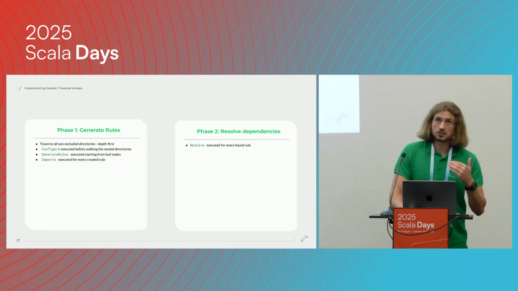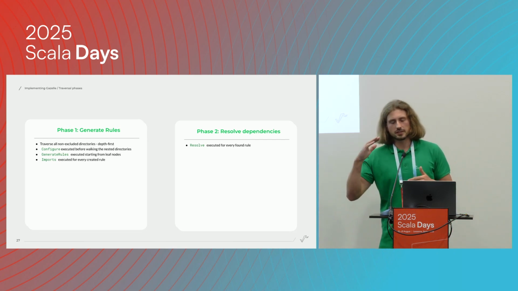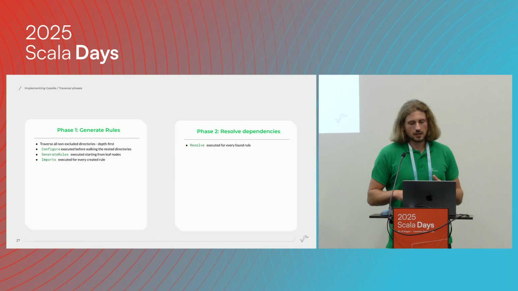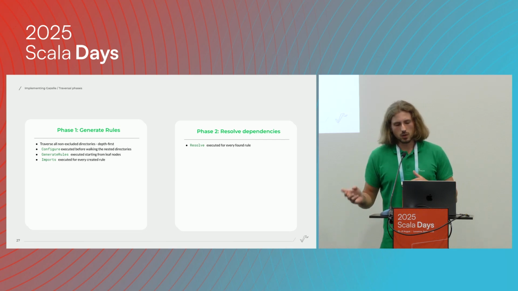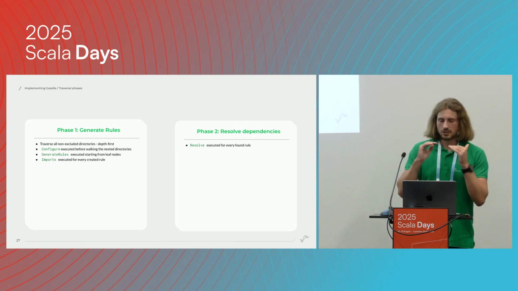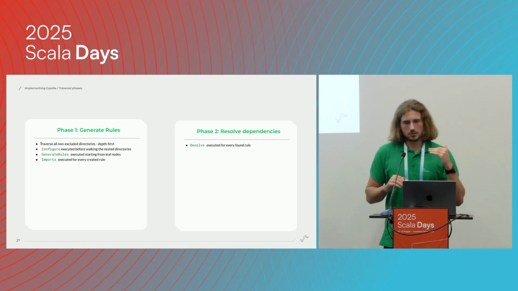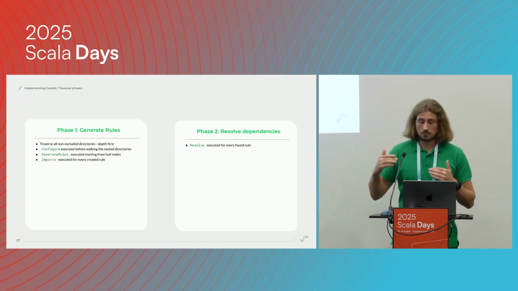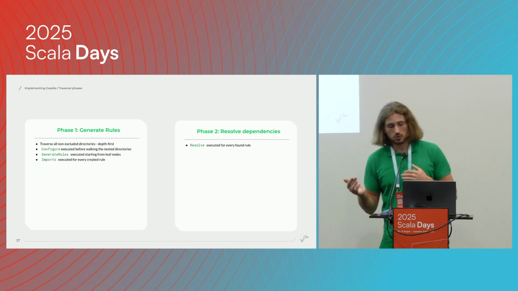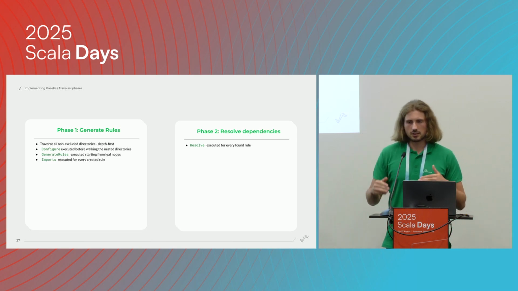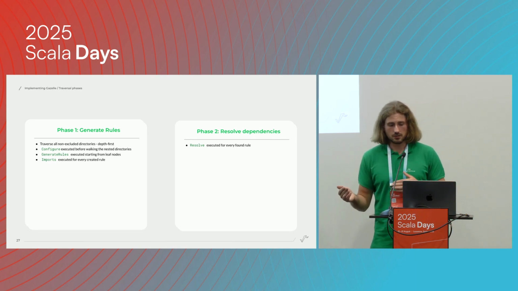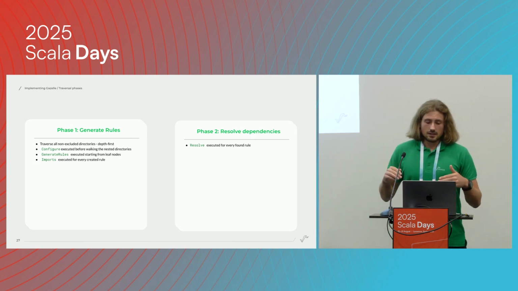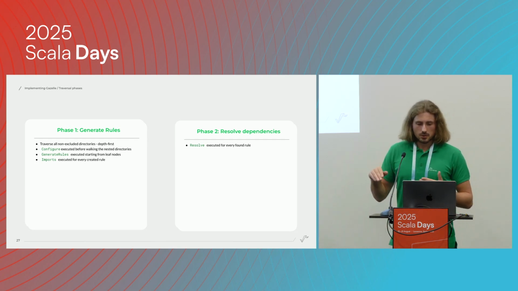So in the first phase, Gazelle would traverse all the directories that we have in our code base. It would actually do it twice. On the first phase, it would go through all directories. On entering each directory, it would configure this potential submodule. So it would, for example, read the directives from the build file if it exists. And then it would continue working in the subdirectories.